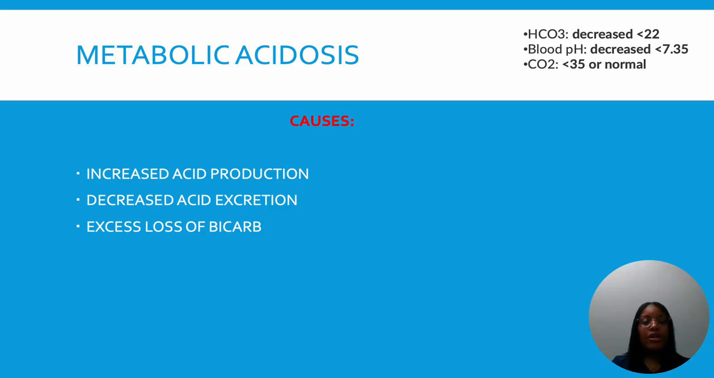We know that bicarb is heavily in our gastrointestinal system. So if the patient is experiencing diarrhea, they too will excrete a lot of bicarb. So what are our ABGs going to look like? Our bicarb is going to be less than 22. Our pH is going to be less than 7.35, and our CO2 can be 35, it can be less than 35, or it can even be normal. Remember, with metabolic acidosis, we're holding on to too much acid.